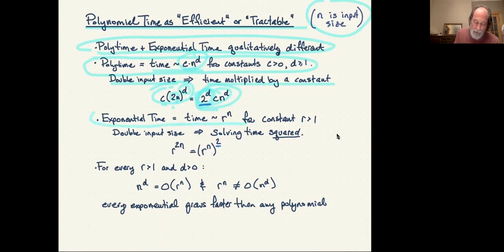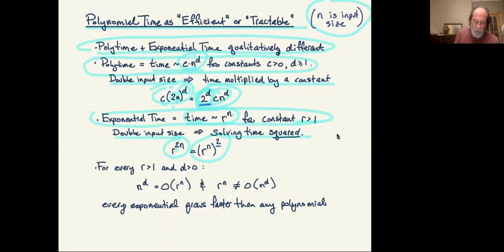On the other hand, if you have exponential time, which one way to write it is we have time proportional to r to the n for some constant r that's bigger than 1. Okay, in many settings it's 2, but it can be many other things. What happens when we double the input size? Well, let's take r to the n and plug 2n in place of n. We get r to the n squared. So what happened is that we doubled the input size and the solving time squared. Okay, so that's much faster growth, right?